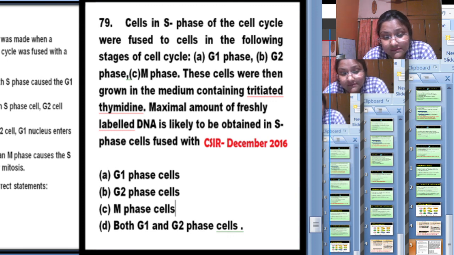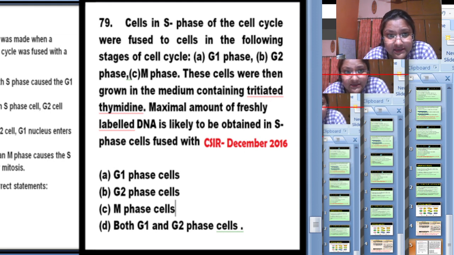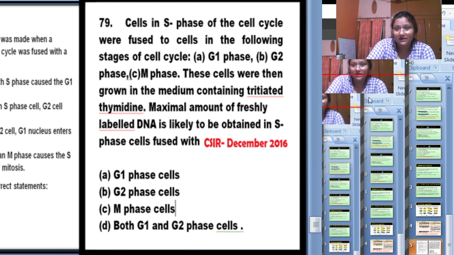So all the DNA which is being replicated will have labeled DNA. So the maximum amount of labeled DNA, tritiated labeled DNA, will be seen in G1 phase. So option A is the correct one.